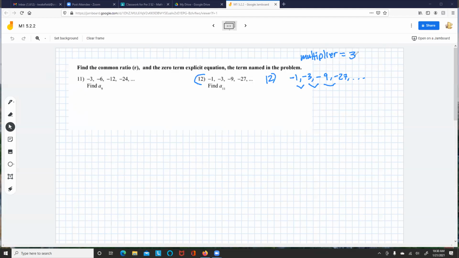All right. So the multiplier is 3. So we're timesing by 3, timesing by 3, timesing by 3. Okay. So what is that equation that we're using, guys? Whenever it's geometric, right? What equation do we use? It has an A and a B in it. What is it?